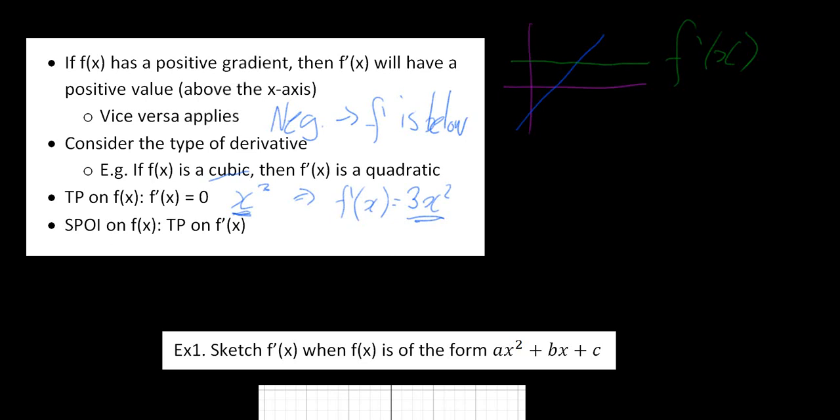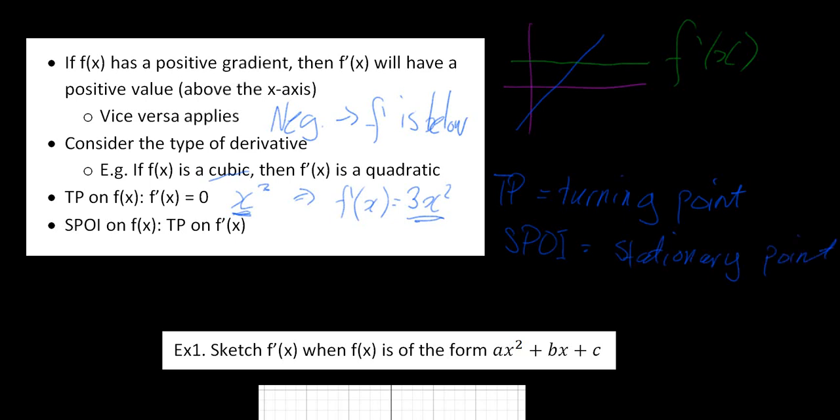Now here, we have TP and SPOI. TP, just for this video and future ones, I've regarded as the turning point. It's just a bit of shorthand. And SPOI, this is a long one, is the stationary point of inflection. If you're not quite sure what the stationary point of inflection is, then I'd suggest going back to revising cubics a little bit. Perhaps go back to the notes on cubics, or even Cortex for that matter, and it will give you a brief idea on what it's about.